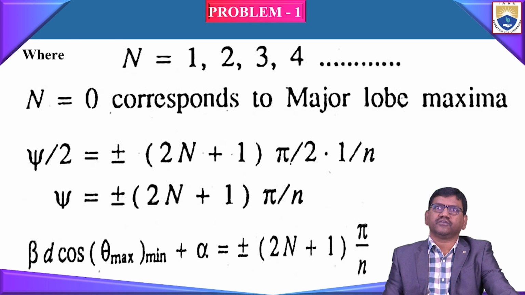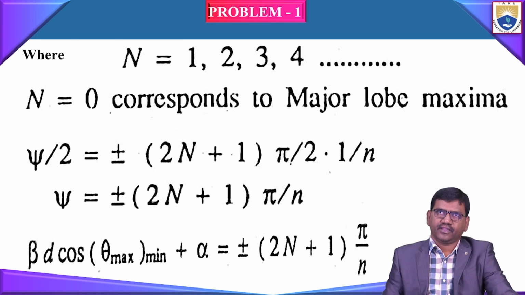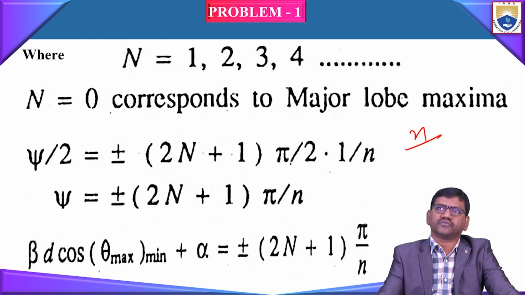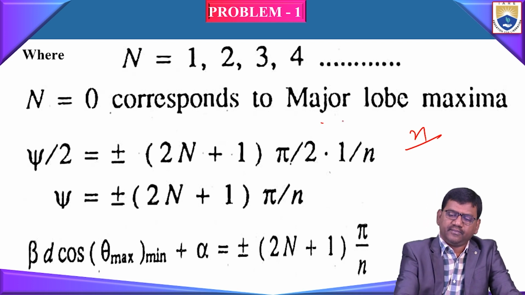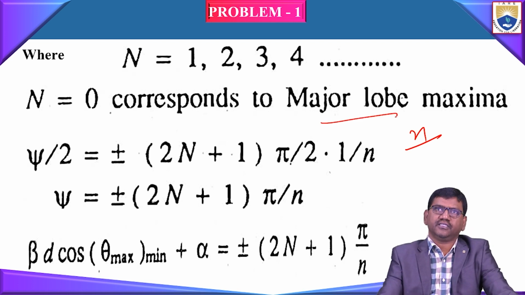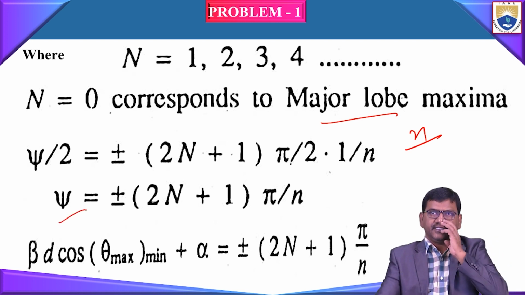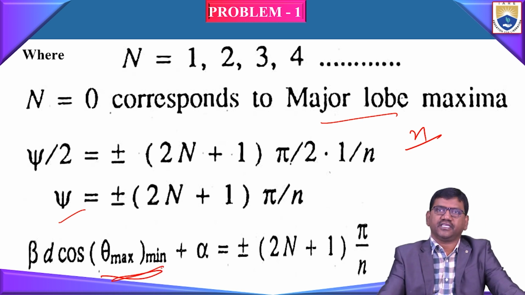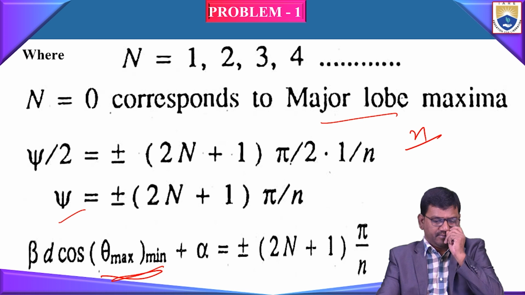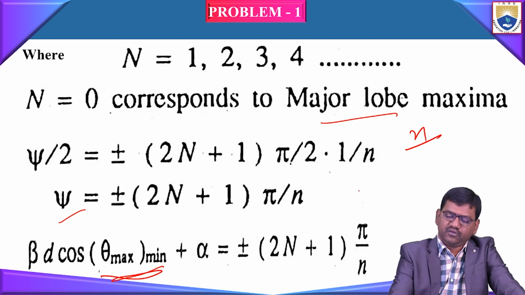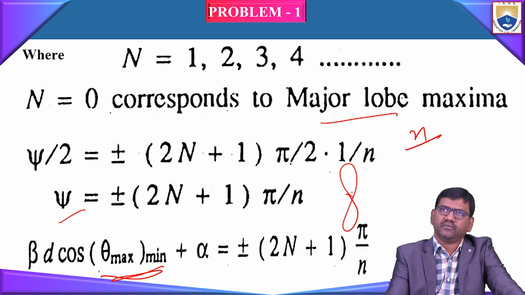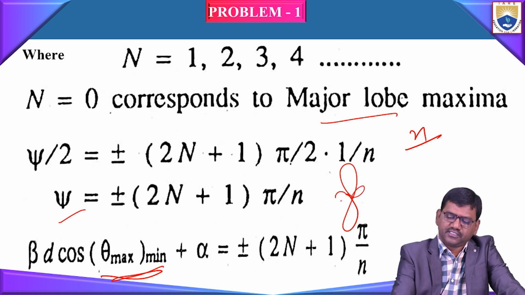Substitute N is equal to 1, 2, 3, 4. Here capital N represents the lobe maxima, and small n is the number of sources in an array, the number of elements in an array. The number of lobes we indicate as capital N here, so for the number of major lobes or minor lobes we use the symbol N. What is psi here? Psi is beta d cos theta plus alpha. As we are going to find the minor lobe maxima, we give the specification as theta max of min here. This is known as the major lobe maxima, and these are known as the minor lobe maxima.